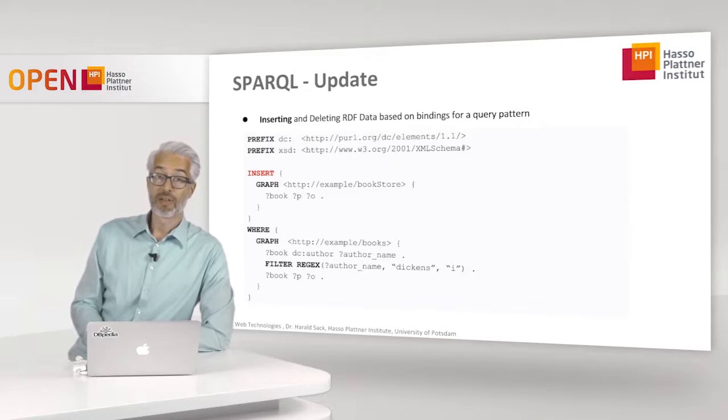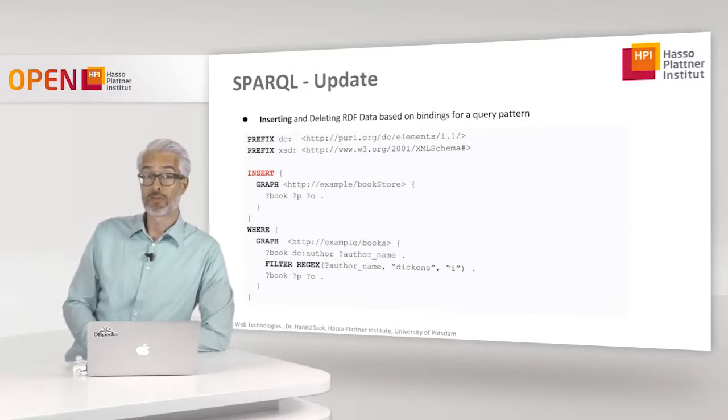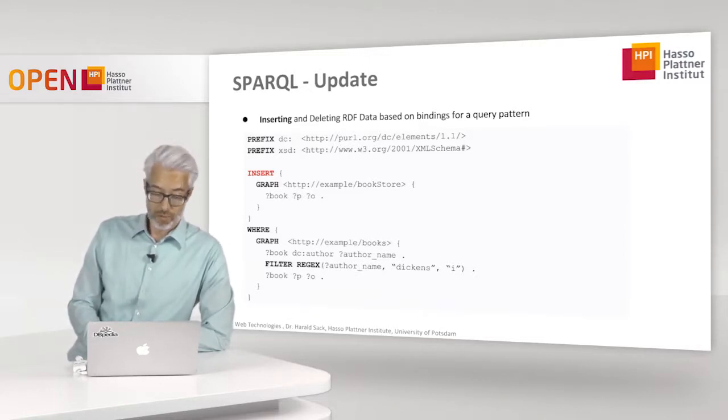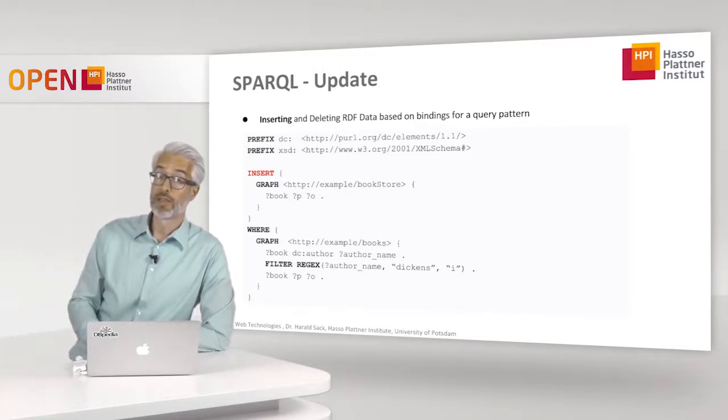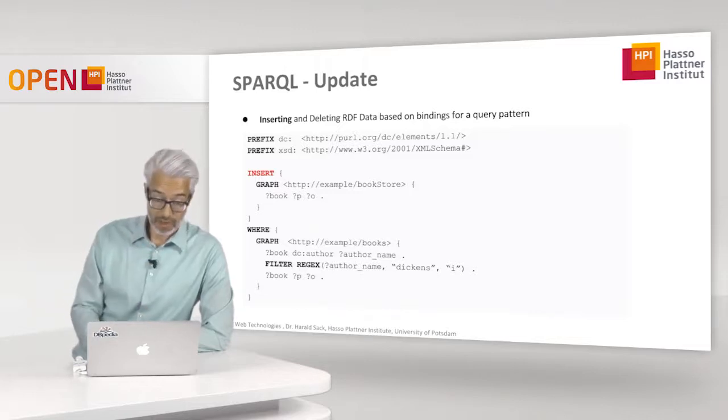So I specify a second graph, an alternative graph, in the where clause, where I take the triples from that I want to insert later on in my other graph, the graph that I have specified in the insert part. So let's have a look at the graph pattern here.